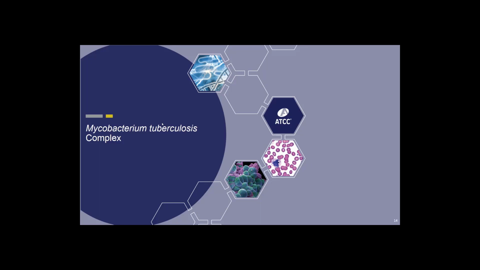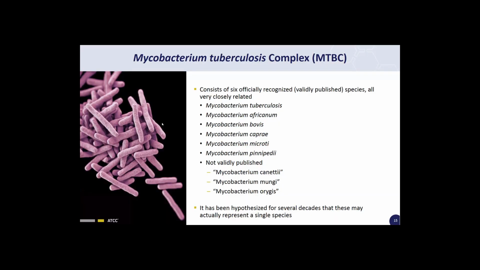So now let's take a look at the Mycobacterium tuberculosis complex. The Mycobacterium tuberculosis complex, or MTBC, is made up of 6 officially recognized species. These species are Mycobacterium tuberculosis, Mycobacterium africanum, Mycobacterium bovis, Mycobacterium caprae, Mycobacterium microti, and Mycobacterium pinnipedii. In addition, there are a few additional species that are sometimes referred to but are not officially recognized. These include Mycobacterium canettii, Mycobacterium mungi, and Mycobacterium orygis.